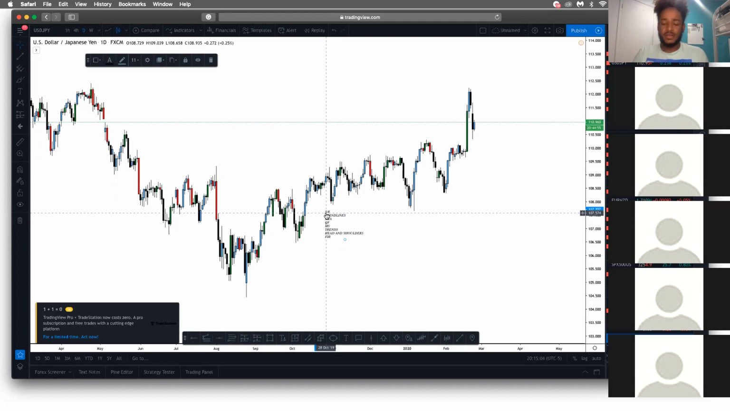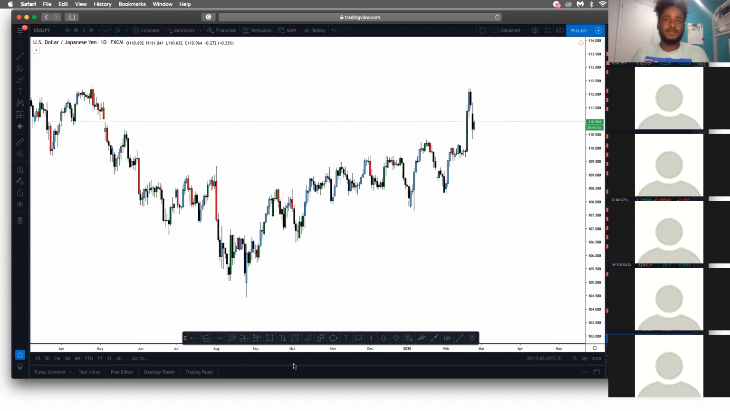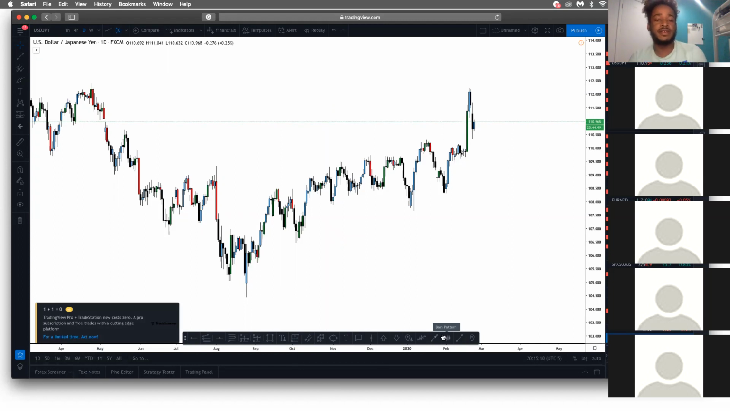So here are the trend line rules, right? It's very similar to support and resistance. Trend lines are also known as dynamic support and resistance. So that simply means it's not just horizontal, right? The same rules apply. So you have to master market structure in order to understand trend lines, right?